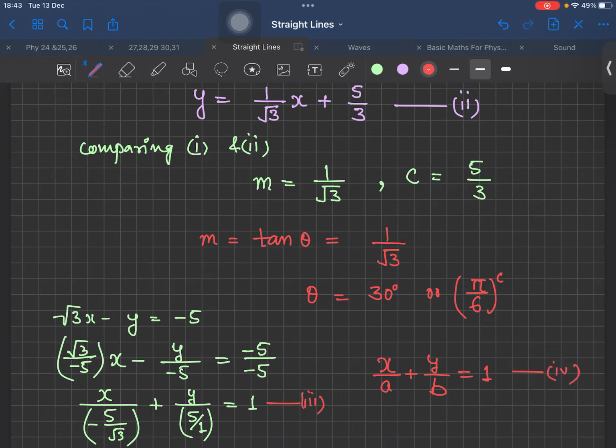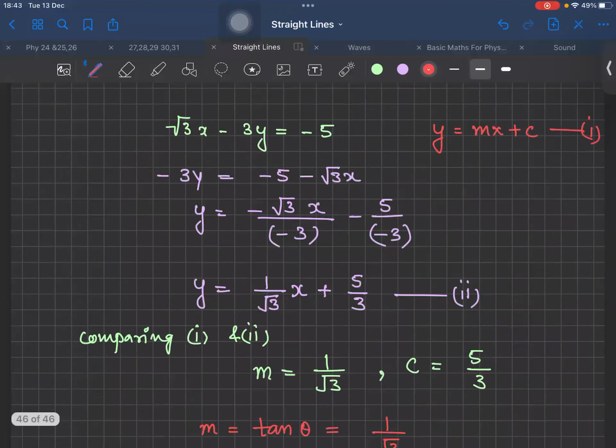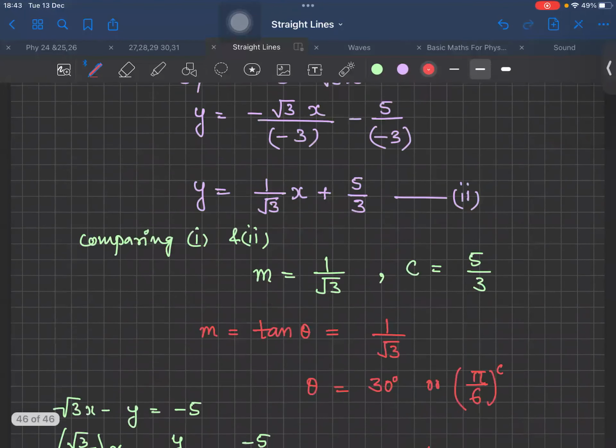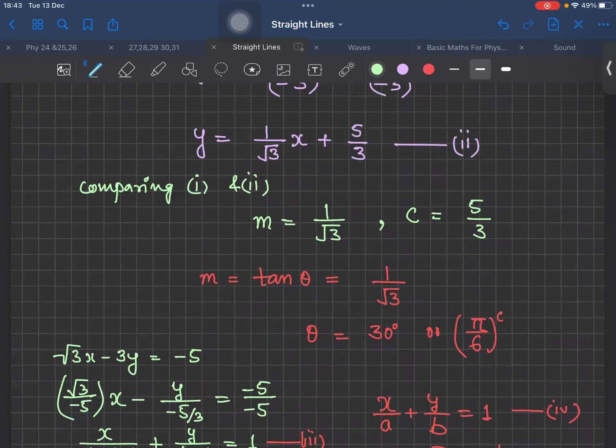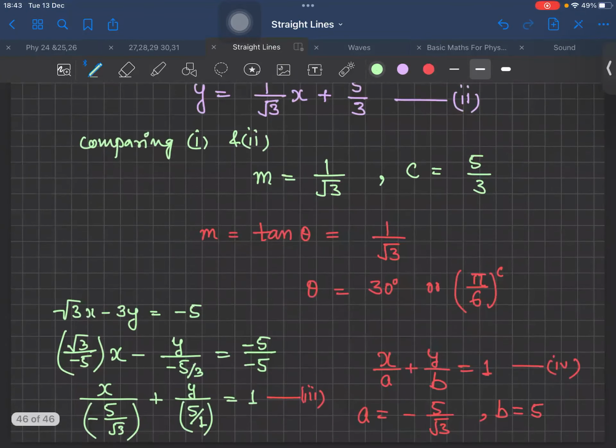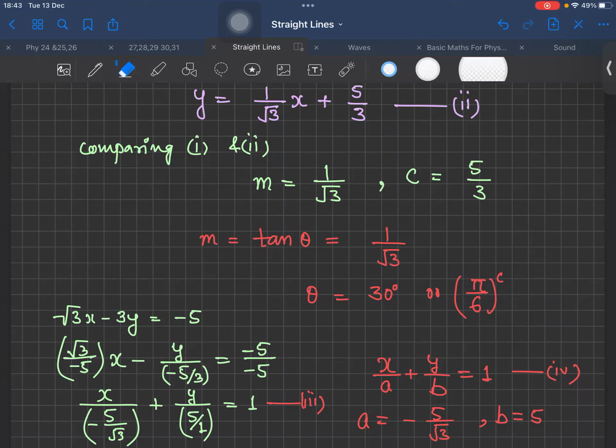So from here, the value of a, how much are we getting? Minus 5 upon root 3, and b, we are getting 5. Isn't it? So is it correct? Oh, it is 3. Sorry, my mistake. See, here it is 3, so it will be 5 upon 3. Okay, got it? That means we have got the y-intercept. This is your y-intercept, 5 upon 3.